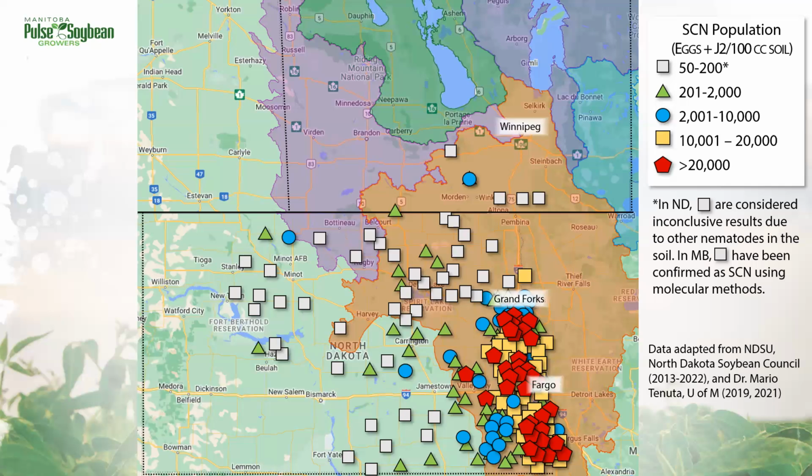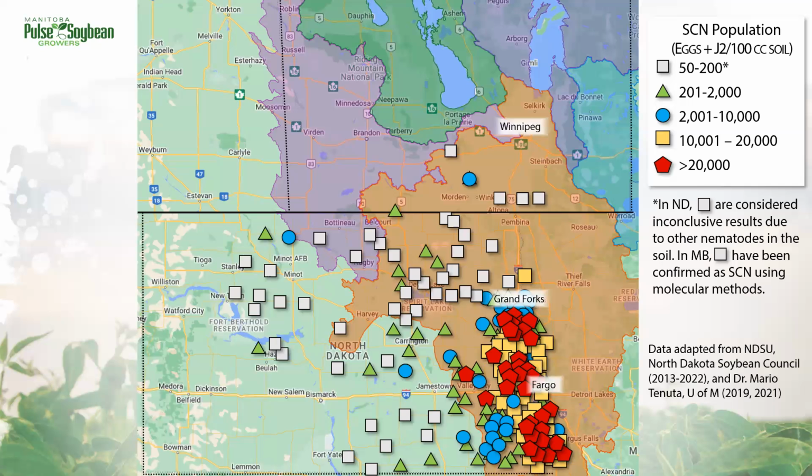Yellow and red dots, those are full fields averaging more than 10,000 eggs per half cup of soil, per 100 cc's of soil. So that's the situation where we're going to be rotating away from soybeans for a few years to let it cool off and to draw those populations down. So green and blue, we would be using SCN-resistant soybean varieties and other management methods, but we're still hopefully getting a profitable soybean crop using our management tools.